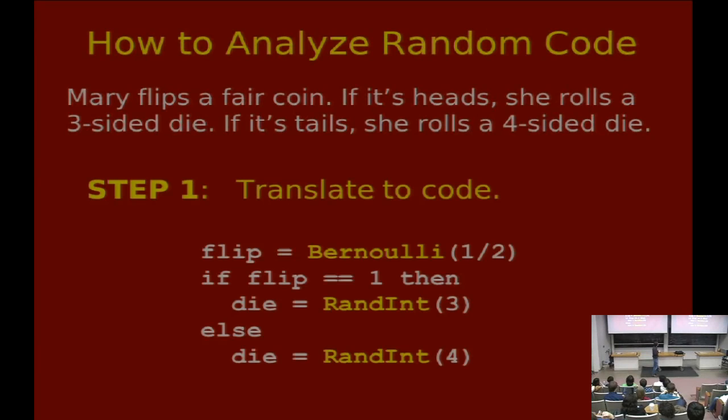First we do a flip. And we'll just call 1 heads and 0 tails. And then we either do randint 3 or randint 4. Okay, is that clear?